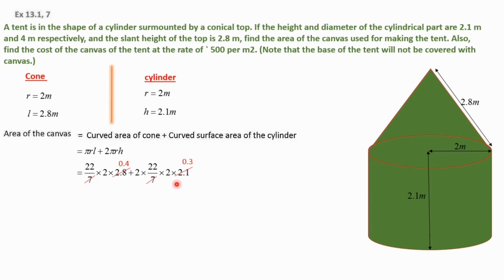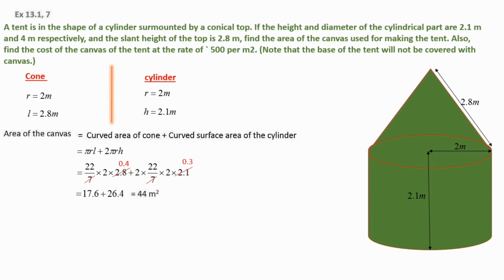So the denominator problems are solved here. Then here 22 into 2 into 0.4, when we multiply we will get 17.6, plus here 2 into 22 into 2 into 0.3. When you multiply these four quantities we will get 26.4. So when we add these two we will get 44 meter square. So that is the area of canvas.